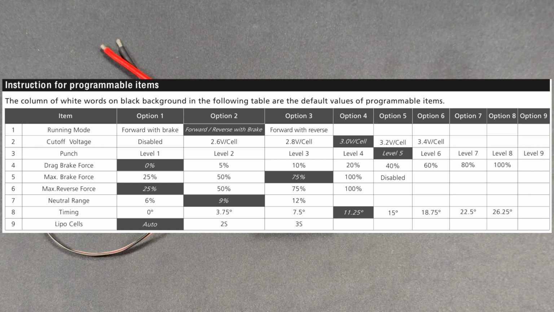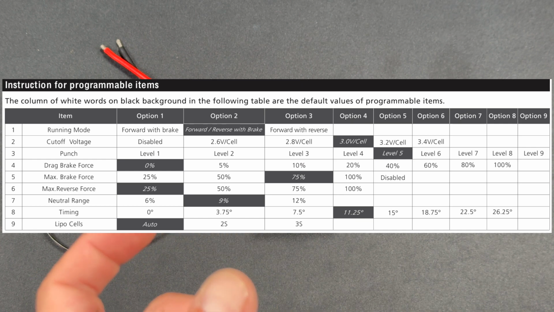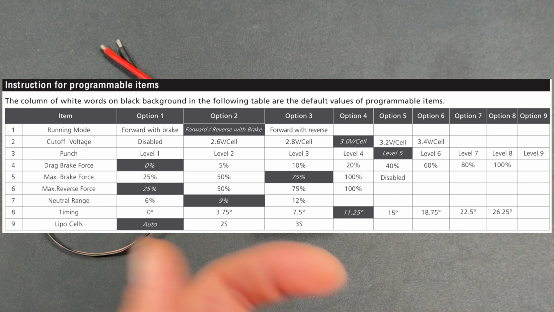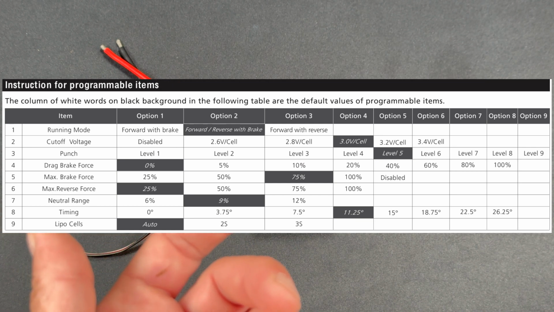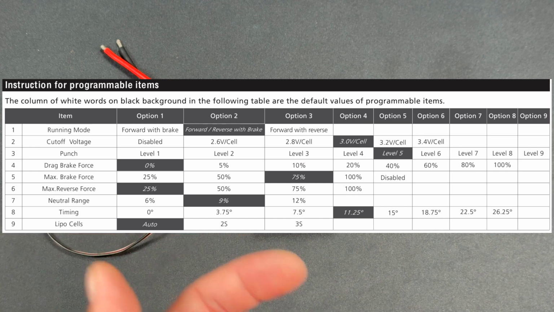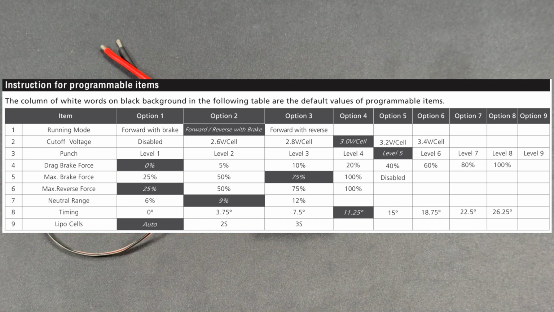After that, setting number 7 is the neutral range. That's the dead zone between the first throttle and the first reverse or brake pulse. Some radios, the trigger or the throttle wears out over time and you get inconsistent reverse operation or inconsistent brakes. Turning that neutral range up will help deal with a sloppy neutral, basically.